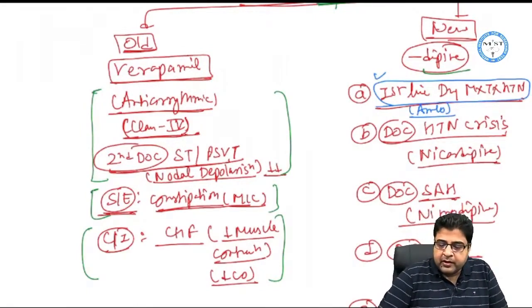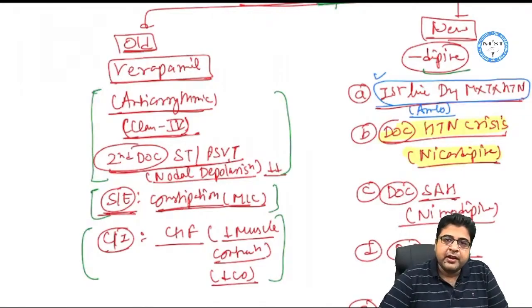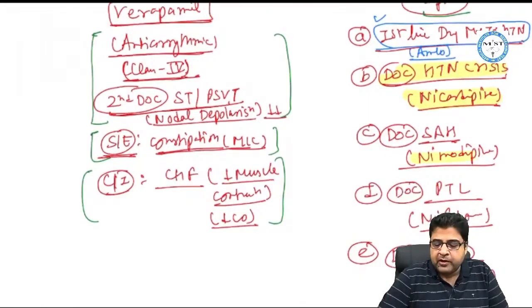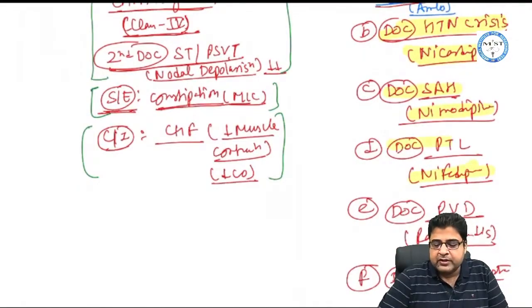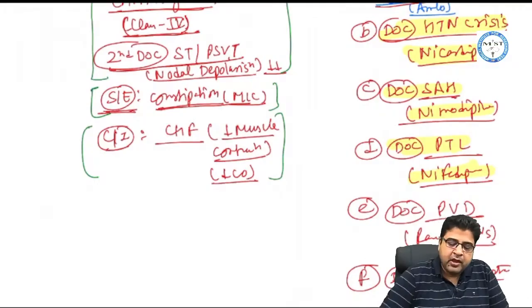Now we have a dipine which is the drug of choice for hypertensive crisis. The drug name is nicardipine. We have one more dipine, nimodipine. It is given for subarachnoid hemorrhage as a drug of choice. And we have nifedipine, which is the drug of choice for preterm labor. And we made a mnemonic.